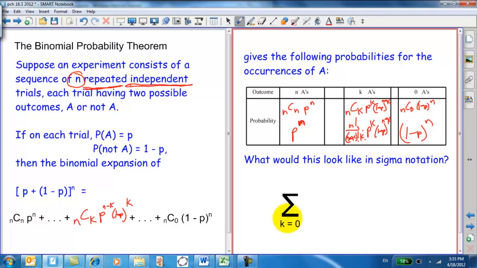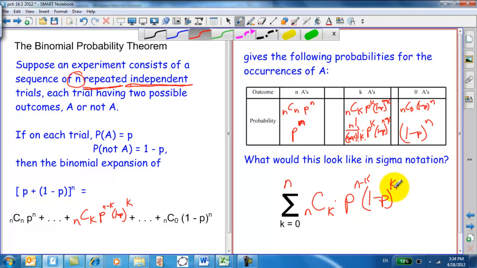So in sigma notation, k equals 0 up to n. nCk gives us our coefficient from Pascal's triangle, times p raised to the n, and then the 1 minus p's build up. So that's p to the n minus k, and this is p to the k. Need my little eraser again. There we go. So k, the 1 minus p's, the failures, start off at 0 and build up to n, and you start off with n successes.